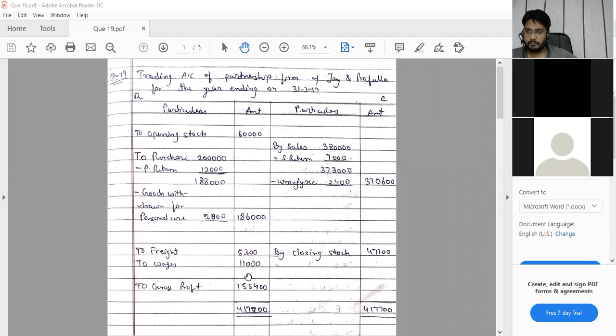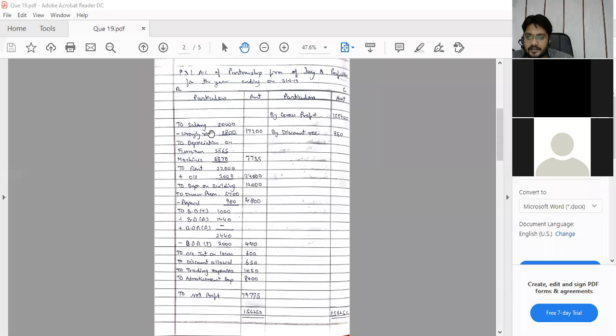In the outer column 11,000. Then after, discount is given on the debit side and credit side as well. So on the P&L debit side, please write to discount allowed 650, and write on the credit side by discount received 850.